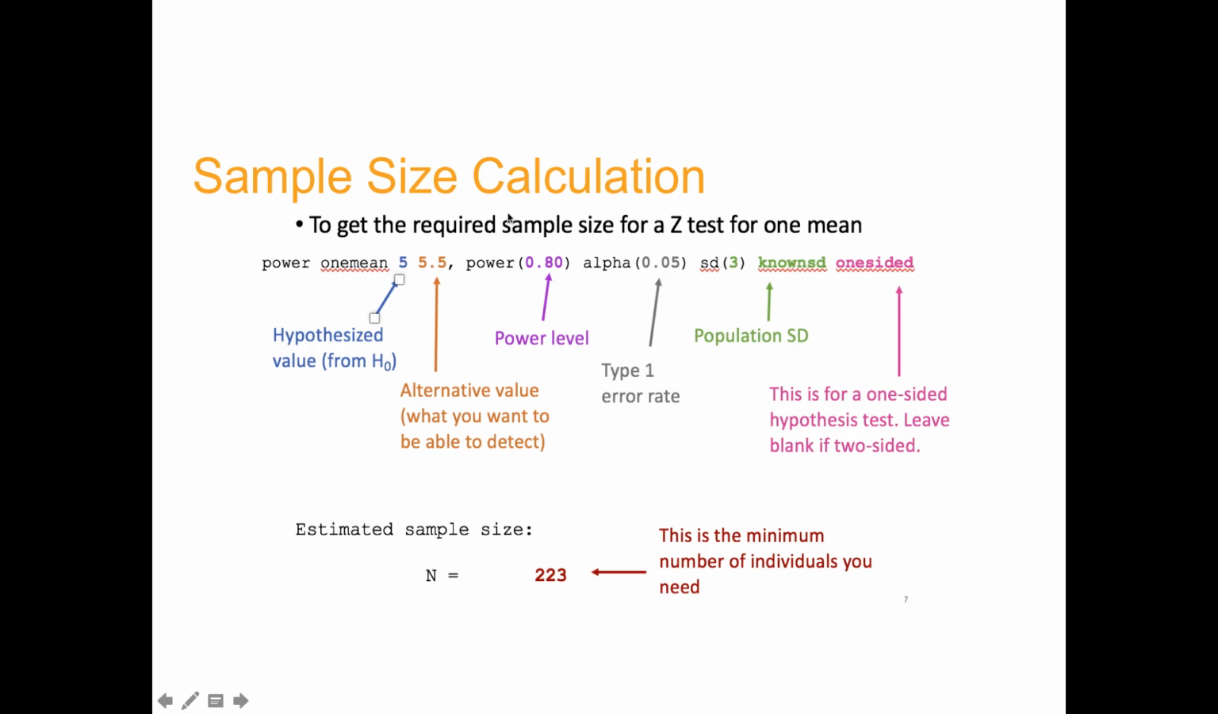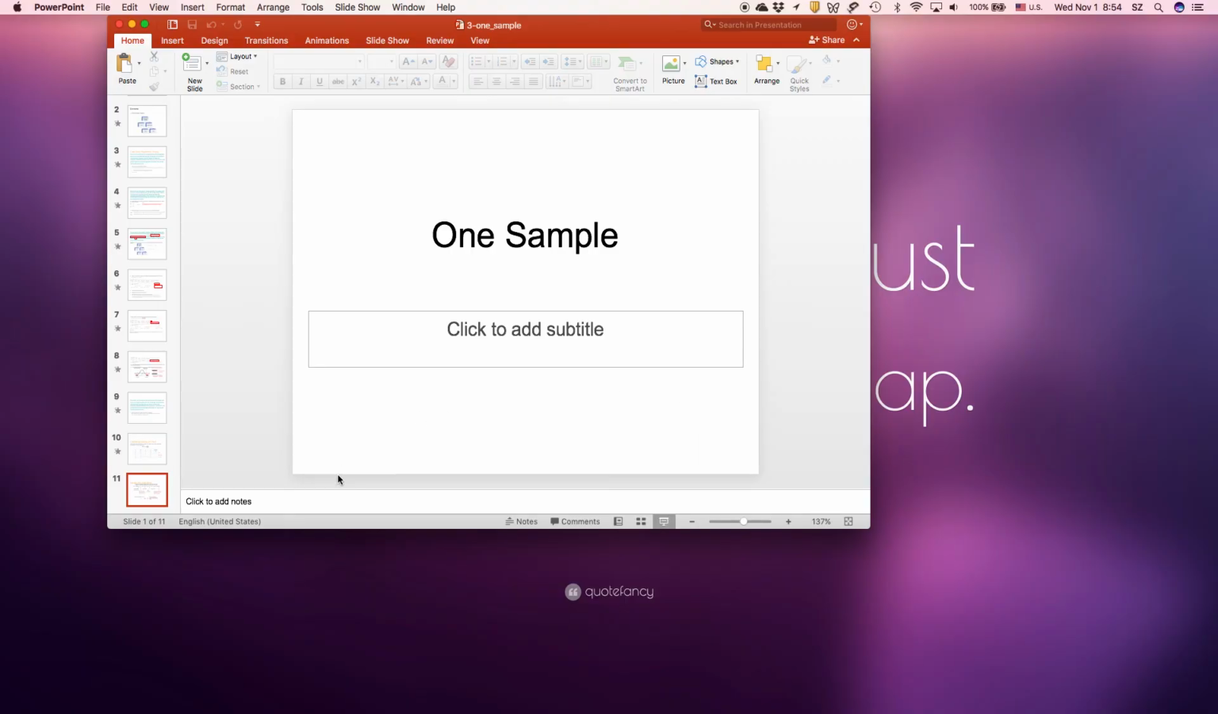Sample size calculation. To get the required sample size for z transforming, this is a command you're gonna use, and here is what everything means. Of course you can understand that. Okay, yeah, that's it. It's one sample.